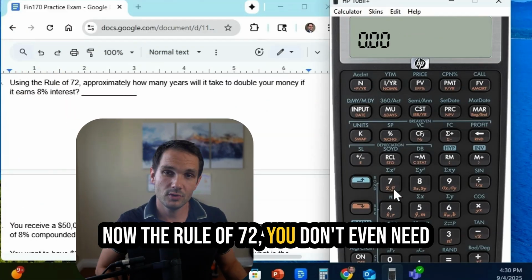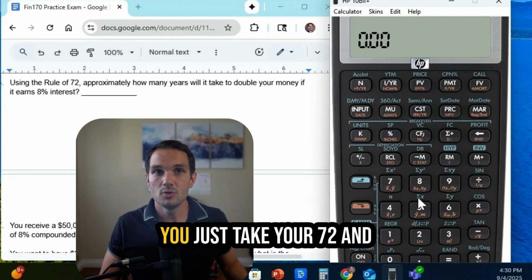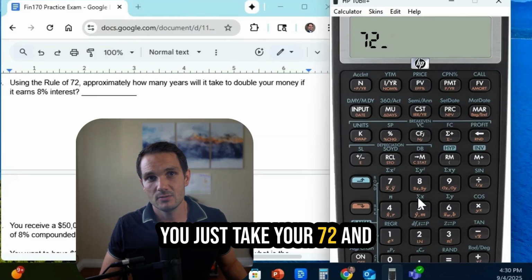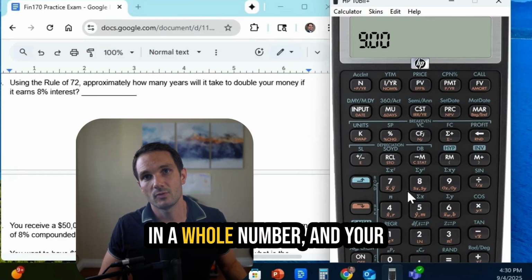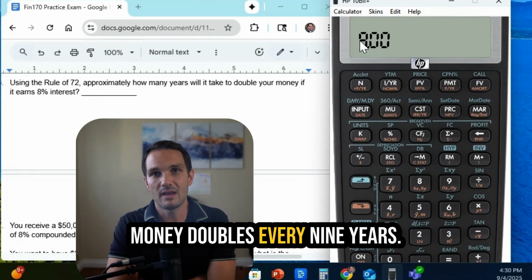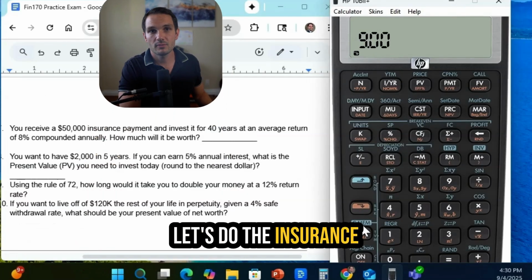Now, the rule of 72, you don't even need a financial calculator for this one. You just take your 72 and divide it by your 8% interest in a whole number, and your money doubles every 9 years. Let's do the insurance payment question.